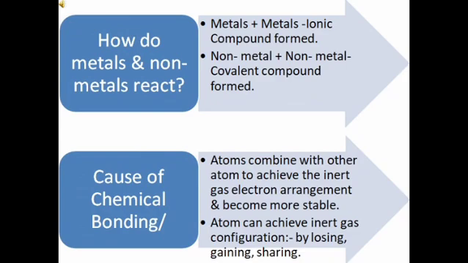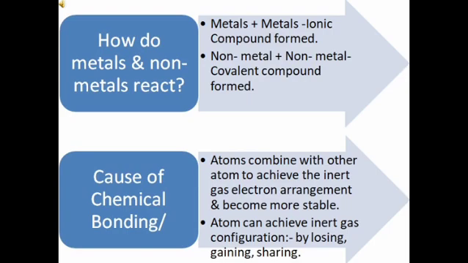In this video, we would discuss how do metals and nonmetals react. First of all, metals react with nonmetals to form ionic compounds. Similarly, nonmetals also react with nonmetals to form covalent compounds. Now there is a term called chemical bonding. What is it? It's a force which links or connects the atoms or ions together to form a molecule.